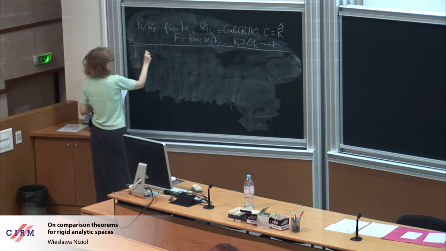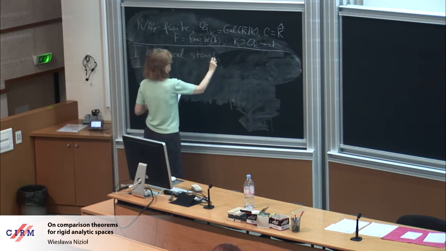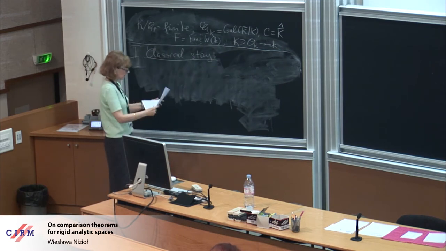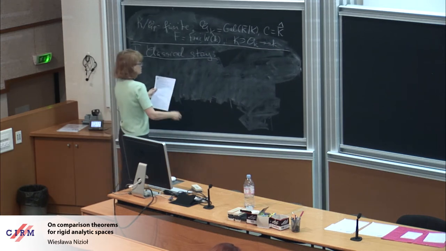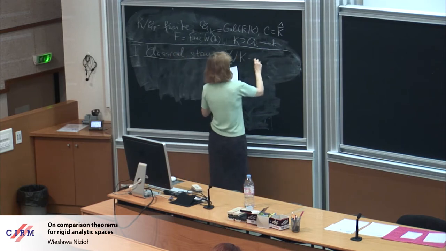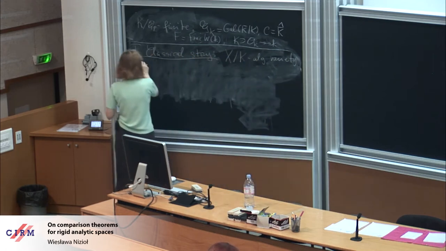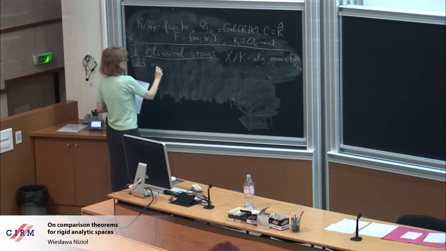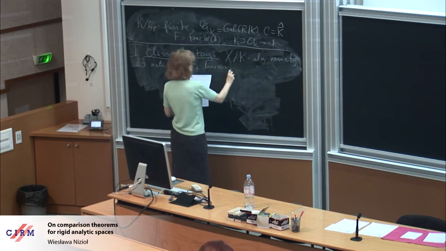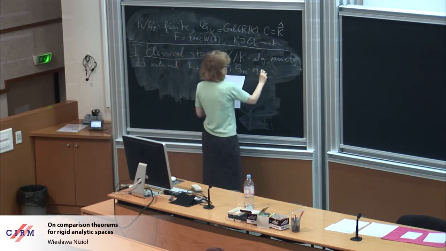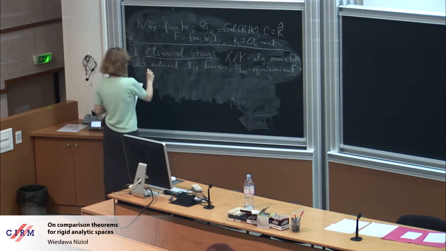Okay, so recall the first part. I'm going to recall the classical story. The reason for that is that you will see the similarity with the rigid picture we have in mind. So here X over K is now an algebraic variety. And we have the B_st comparison theorem. So we have a natural B_st-linear, Galois equivariant period isomorphism.